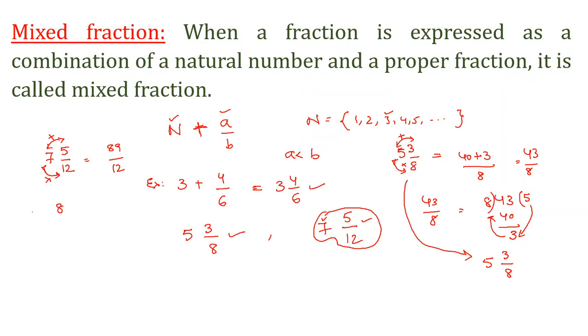Again I am converting this 89 by 12 into the form of a mixed fraction. How to do this? Divide 89 by 12. 12 sevens are 84, so the remainder is 5. Now what is the procedure? First take the quotient, then remainder by divisor: 7, 5 by 12. Again you get the same input. So 7, 5 by 12 you can convert into 89 by 12, which is an improper fraction, and the improper fraction 89 by 12 you can convert into the form of a mixed fraction. This is the procedure to convert mixed into improper and improper into mixed fractions.